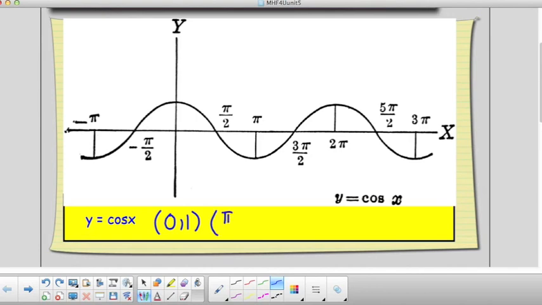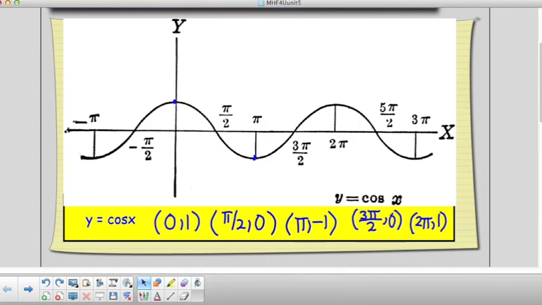Second key point, (pi over 2, 0). Third key point, (pi, negative 1). Notice at pi we have our minimum point. At 0 we have our maximum point. Our fourth key point, (3 pi over 2, 0). And our final key point is (2 pi, positive 1). Those are the key points of the cosine function that we're going to be applying all mapping relationships within.